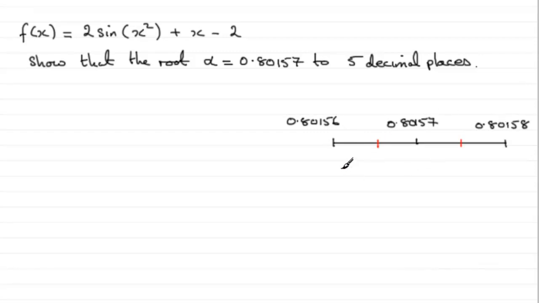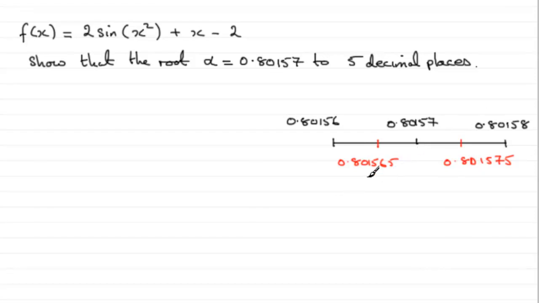The lower one would have been 0.801565, and this one here would have been 0.801575. Alright? A change in sign. Remember that we saw that the graph went from negative to positive in the interval 0.75 to 0.85. So we're hoping that the graph comes up through here.